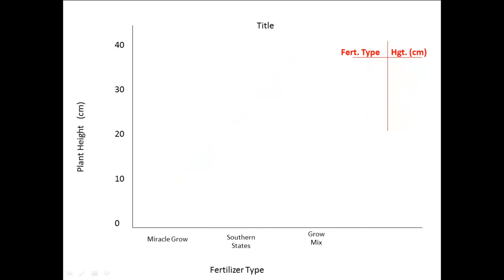Let's look at an example where you can't interpolate data. Let's say instead of doing fertilizer amount, I did fertilizer type. So I took some plants and I grew them in Miracle-Gro, and in Miracle-Gro, they averaged a growth of 10 centimeters. In Southern States, they grew 22 centimeters. And in Grow-Mix, they grew 28 centimeters. But we never actually did the experiment with Uncle Billy's special mix.